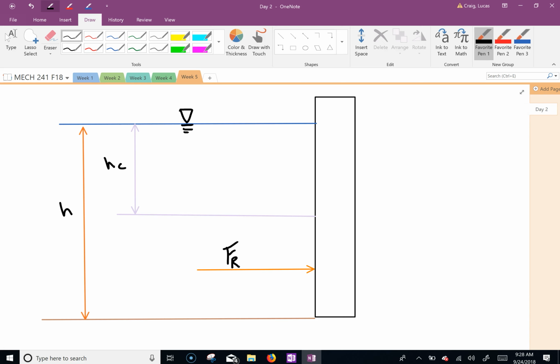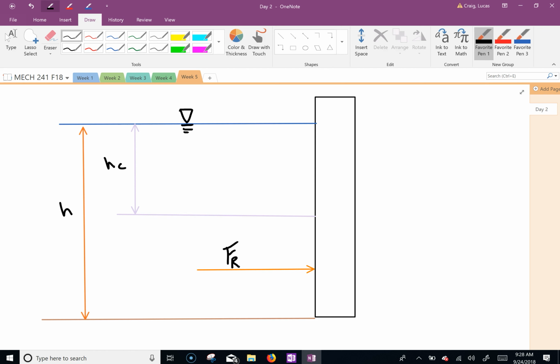Why is it below the centroid? Yes, because we know that force is a function of pressure, and the pressure distribution I just erased is heavier at the bottom. So that force actually acts below it because it's like a weighted average. In this case it is, but don't always assume. If it's not a rectangular shape, which we'll talk about in a few classes, it's not 2/3. But yes, it is because of this rectangular wall.